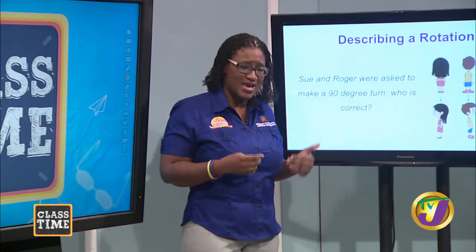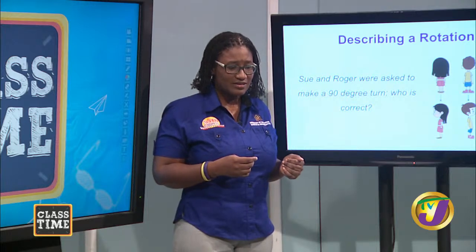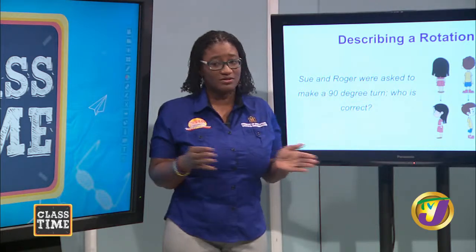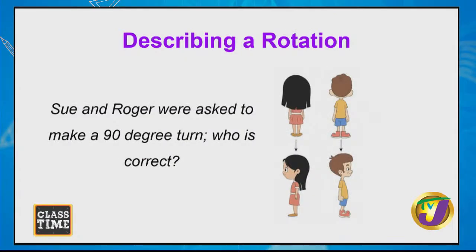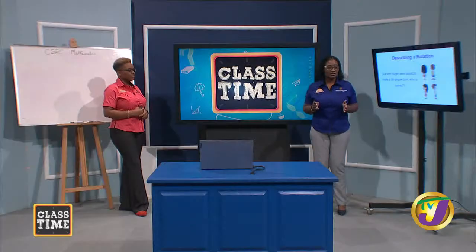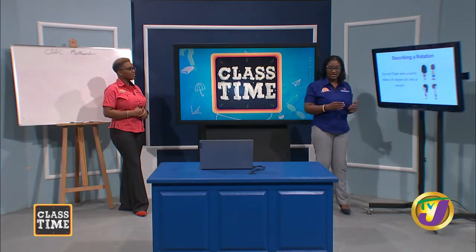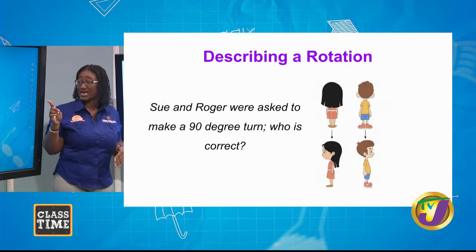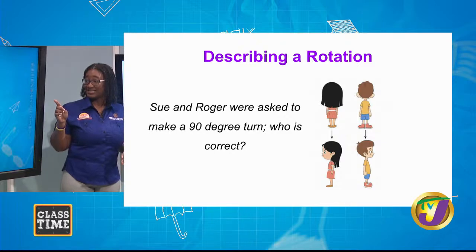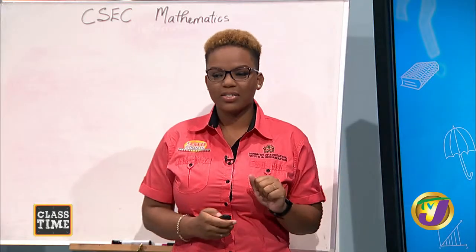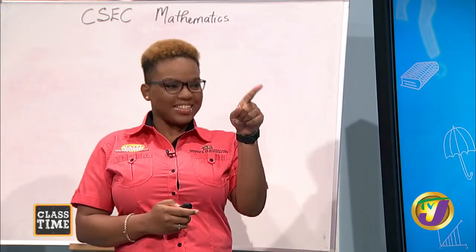Because if you tell me to make a 90-degree turn, really and truly, I could turn that way, or I could turn this way. So you're going to have to be a little more precise. All right, hold that thought, and we're going to circle back. All right, I like that. You get that?